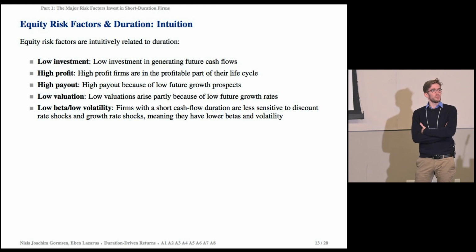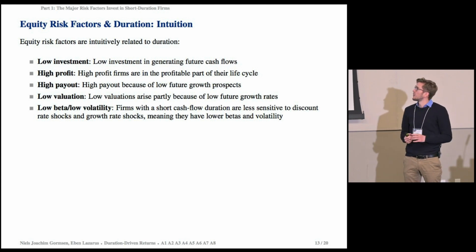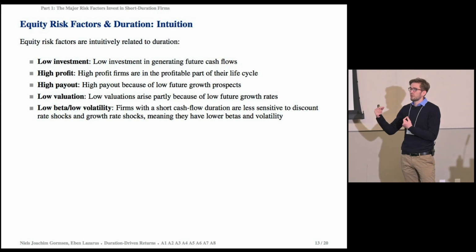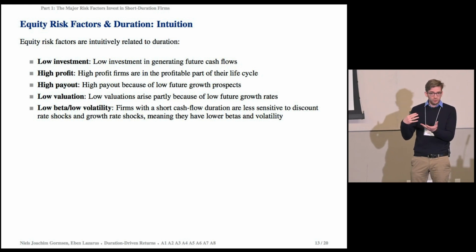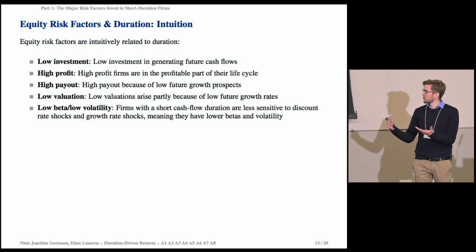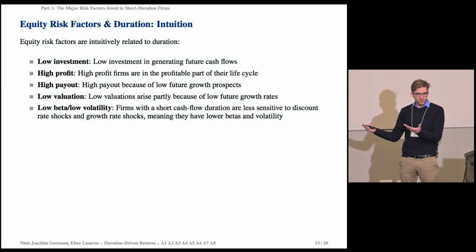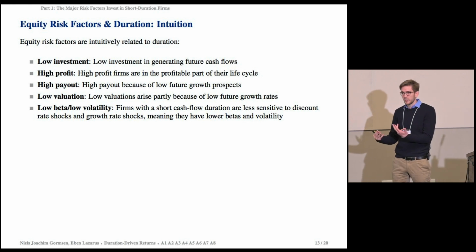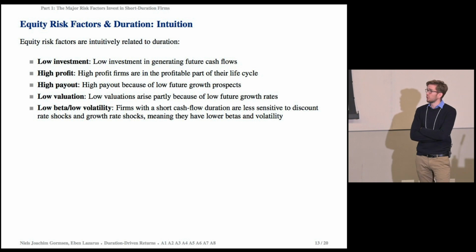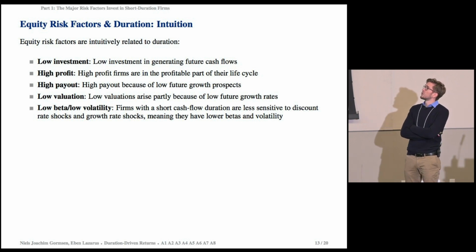And then the last thing is the low beta, low volatility, or low risk firms. It's a little bit more complicated also, but what's the thing about a high beta firm? That's a firm that moves a lot with the market. When does the market move? Well, the market moves mainly when we have discount rate shocks. So which firms move the most with discount rates? Well, that's the long duration firms, which are very sensitive to discount rate movements, right? So a long duration firm is going to be a high beta, high volatility firm, and the other way around, a short duration firm is going to be a low beta, low volatility firm.